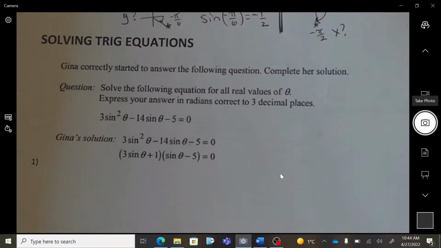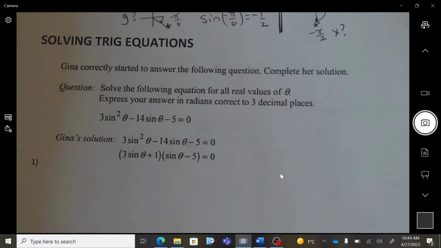Okay, solving trig equations, number 1. Gina was working here and she did this work. Solve the following equation for all real values, express your answer to 3 decimals, and she got started. And then we have to finish this.